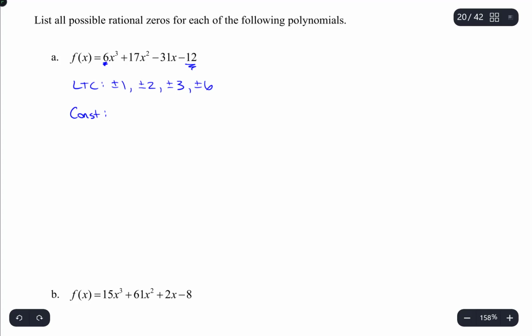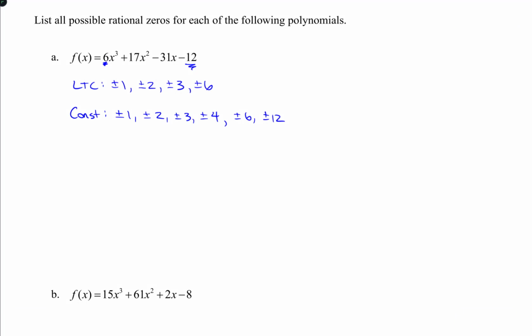And now we also list out factors of the constant. So factors of the constant 12, we could have 1, 2, 3, because 3 and 4 would give me 12, 2 and 6 would give me 12, and then 1 and 12. So those are all the factors of the constant.